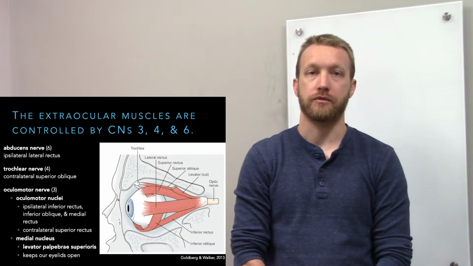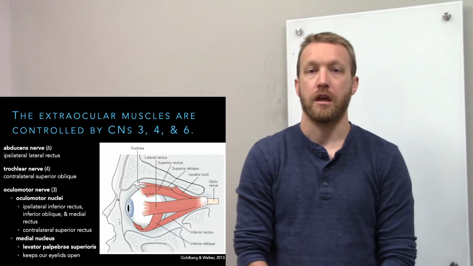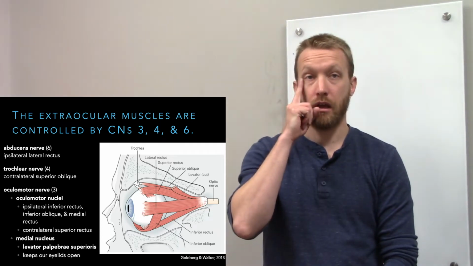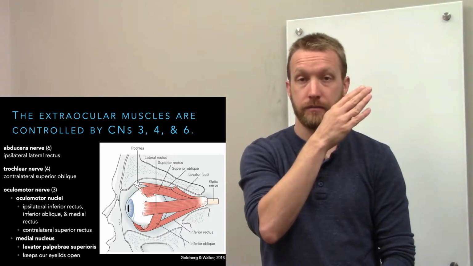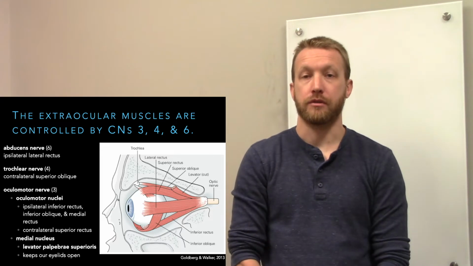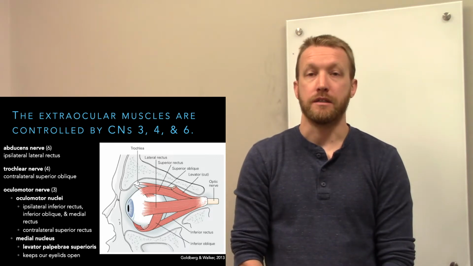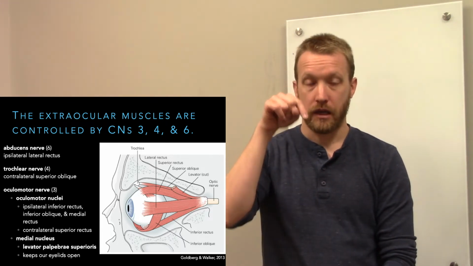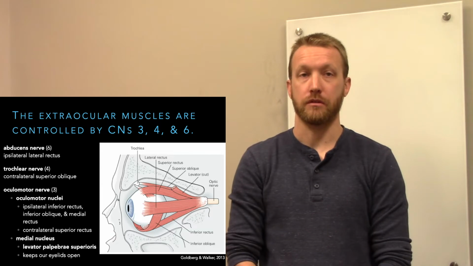Control of the eyes is carried out by cranial nerves 3, 4, and 6. The bulk of the innervation comes from cranial nerve 3. Cranial nerve 6 controls the lateral rectus on the same side, so we abduct the eye, so it turns the right eye right and the left eye left. The trochlear nerve supplies the contralateral superior oblique. The superior oblique is involved with depression of the eye, so looking down, as well as intorsion of the eye, so rotational movements toward midline.